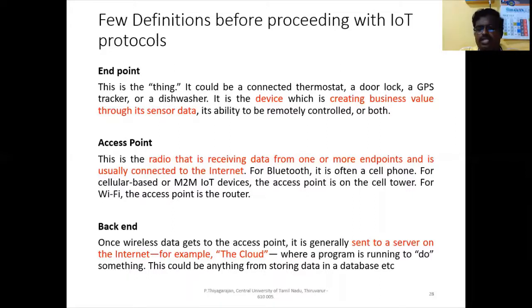Once the wireless data gets to the access point, it has to be sent through the internet to a server, for example, onto a cloud platform. A program is running there, and the data has to be transmitted from the access point to the backend server with the cloud storage platform. That cloud storage is generally called the backend.